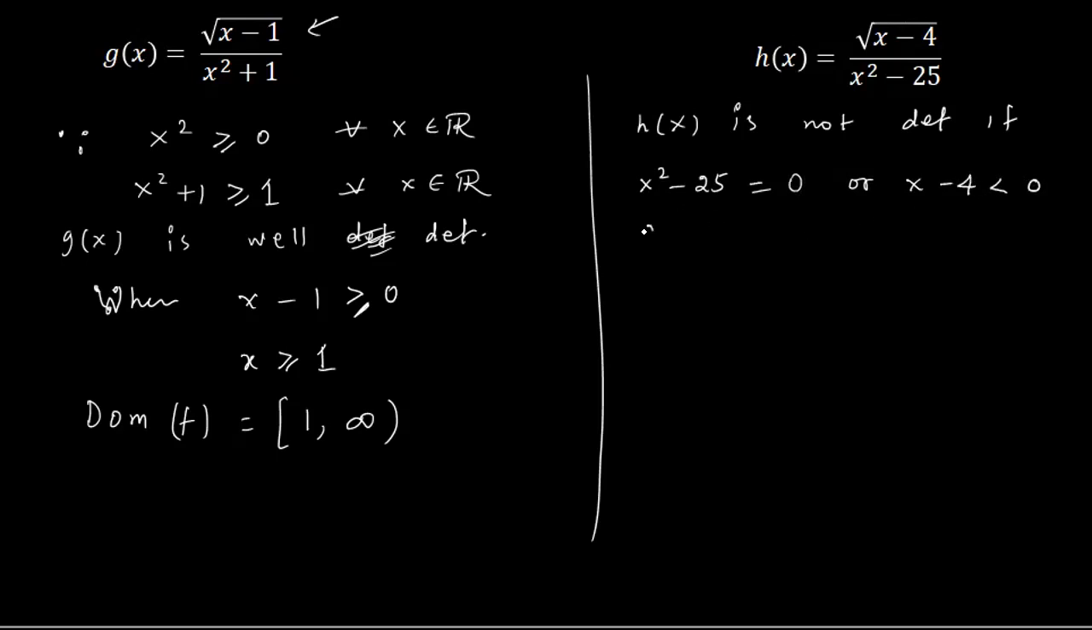So from here we get x equal to plus minus 5. So if x equals plus minus 5, then our function is not defined, or if x is less than 4, then our function is not defined. So this function is defined if x is more than 4 and x is not 5 or -5. So what would be our domain? So h of x is not defined if these two things happen, or we can say h(x) is well defined.